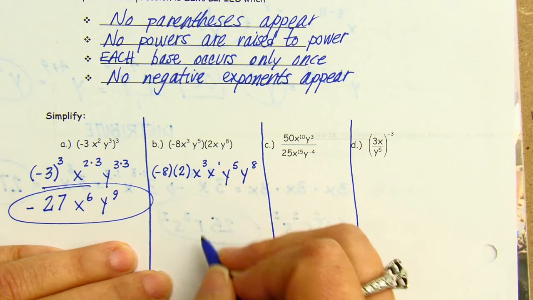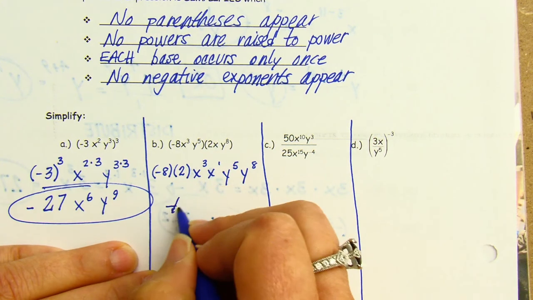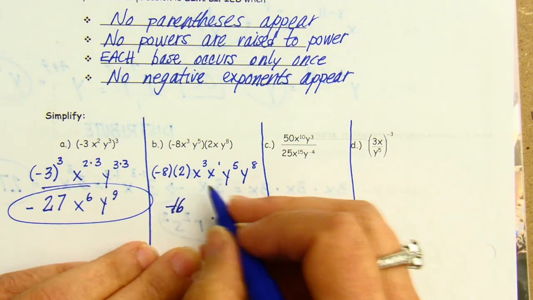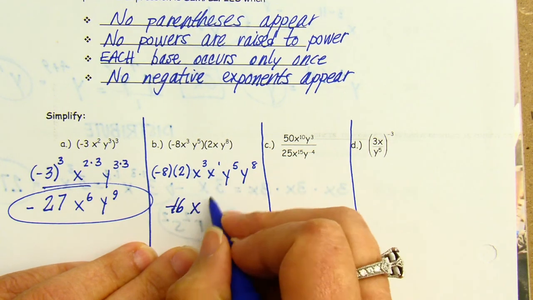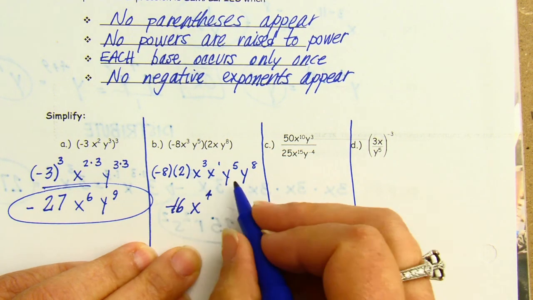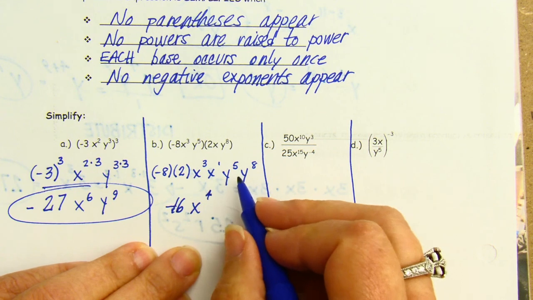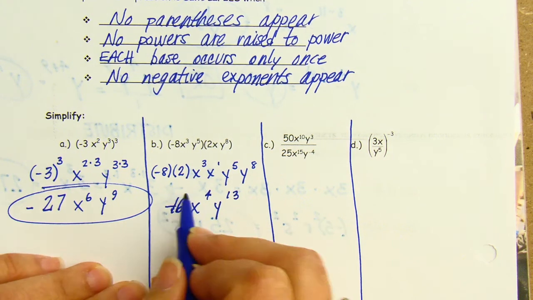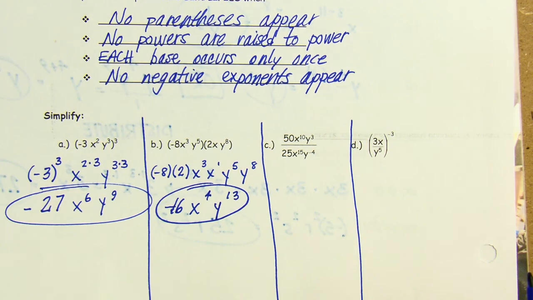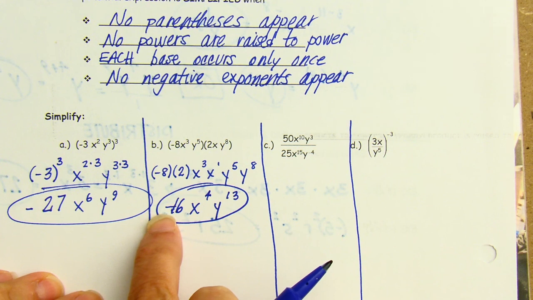8 times 2, of course, is 16. Don't forget it is negative, so that's negative 16. Same base, multiplication, you add the exponents. This is x to the power of 4. And same base operation is multiplication, so you add the exponents again. This is y to the power of 13. And I'm finished because I see each base only one time. I don't have any parentheses, no powers are raised to powers, and I don't have negative exponents. I have a negative base, and that's okay. I just can't have negative exponents.